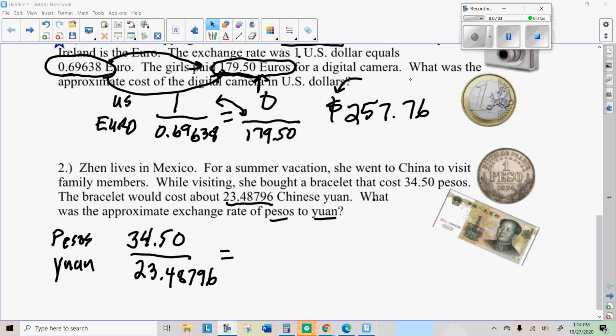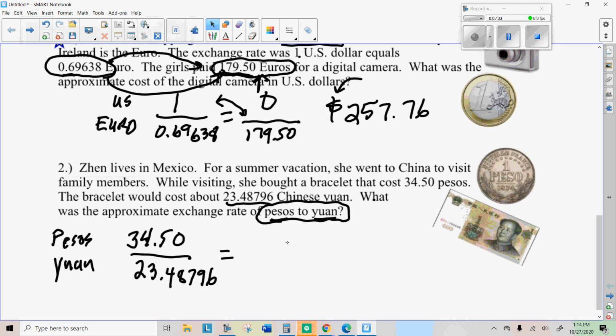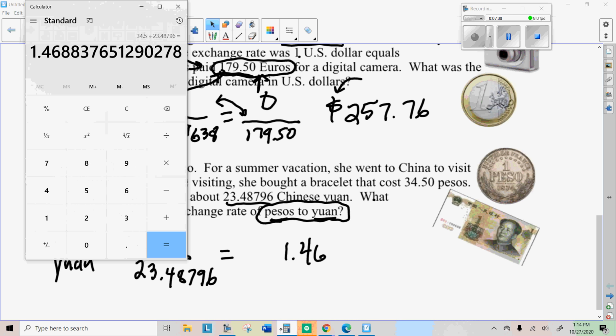Okay. Now, to get the exchange rate, basically we just want the unit rate. And since we want pesos to yen, we're going to divide pesos by yen, just like I have this here. So 34.50 divided by 23.48796 equals 1.46. There's a bunch of other decimals in there. We're going to have to round it somewhere.